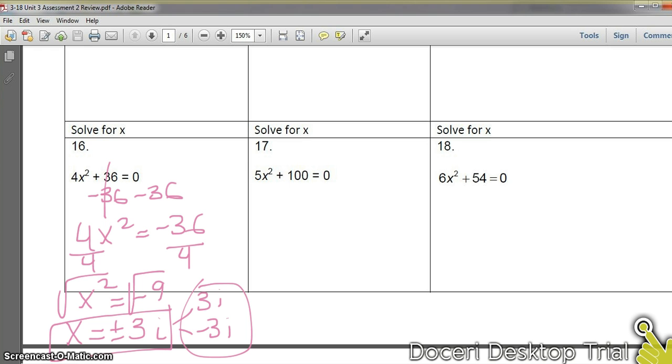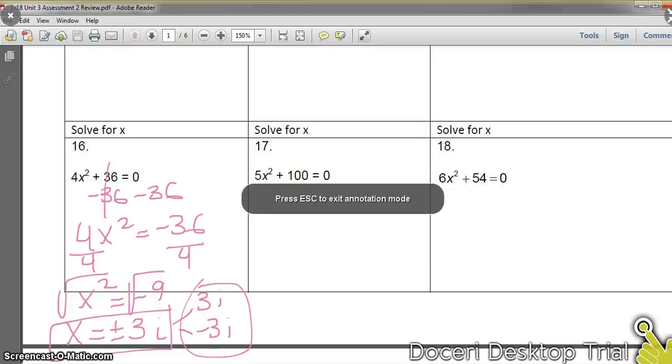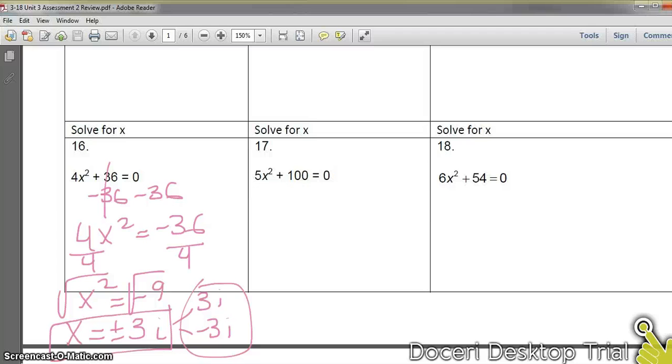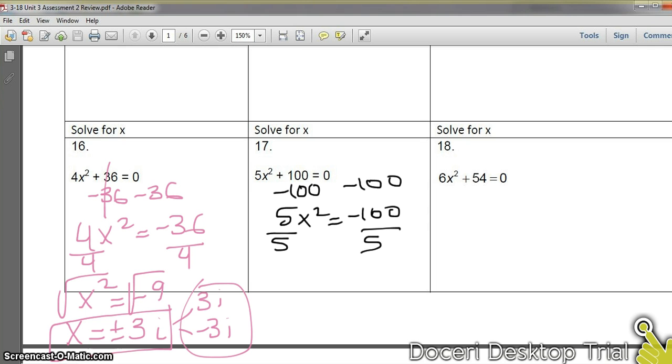Now let's move on to number 17. Now since there's only x squared, the easiest way to solve something like this is by moving the 100 to the other side. So 5x squared is equal to negative 100. Again, divide by 5 both sides. So x squared is going to be equal to negative 20. Square root both sides. So x is going to be an answer that has an i in it, since it's a negative 20 under the radical.